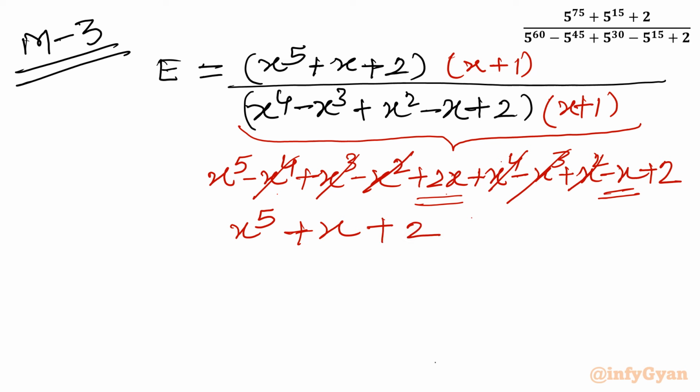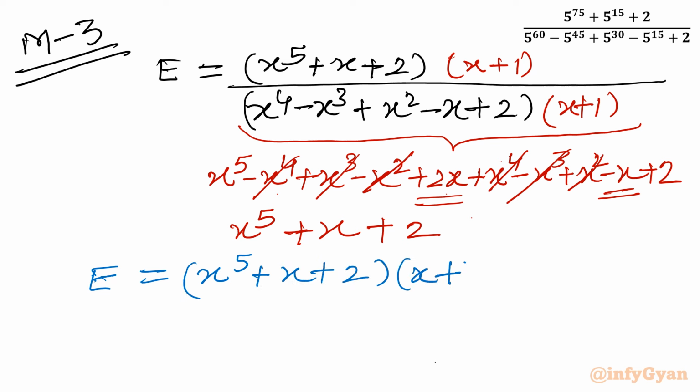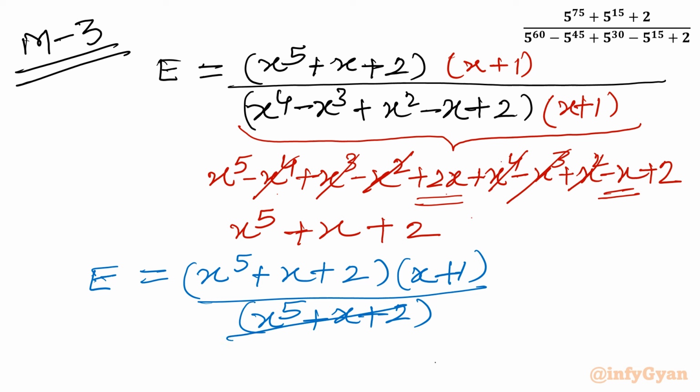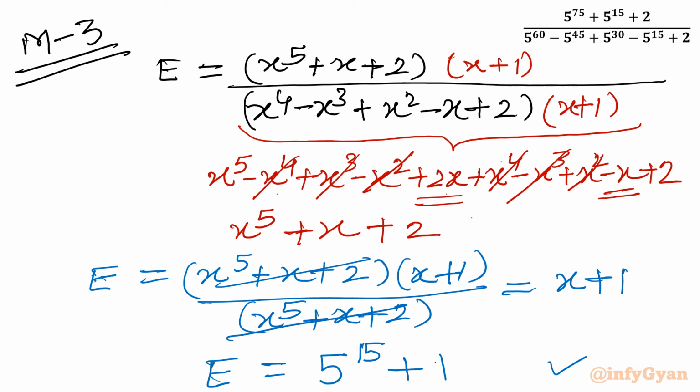This is our denominator. So I will write our expression E equal to x power 5 plus x plus 2, multiplication with x plus 1, divided by x power 5 plus x plus 2. So these two will be over. Expression will come out x plus 1, and x was 5 power 15. So 5 power 15 plus 1 is our answer.